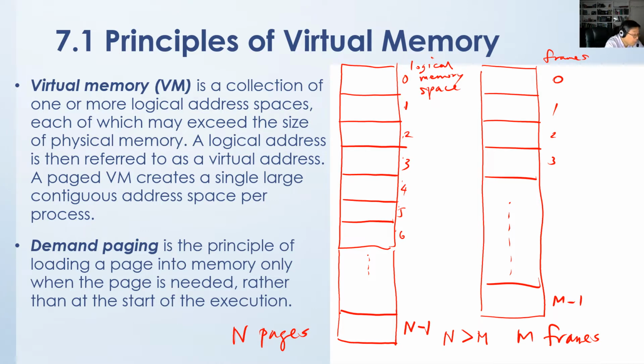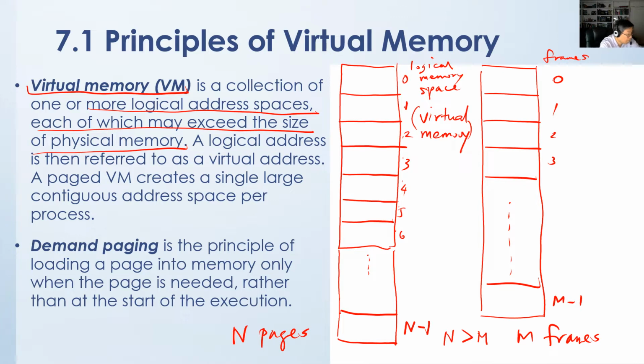We're going to do this using the concept of virtual memory. What is virtual memory? Virtual memory is a collection of one or more logical address spaces, each of which may exceed the size of physical memory. In that case, the logical memory is sometimes also called virtual memory. Basically, a paged virtual memory creates a single large contiguous address space per process.